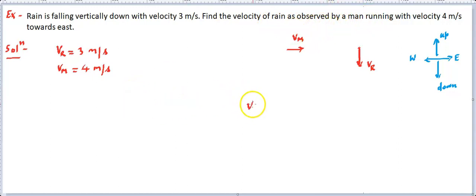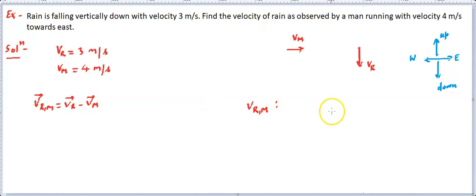To find the velocity of rain as per the man, we need to say that this is the formula we are using. Velocity of rain with respect to man is going to be velocity of rain minus velocity of man. So subtract the two velocities. Another way is to write i cap, j cap and use the vector form, or you can do this subtraction of vectors using the geometric method. That's what I'm going to use over here.